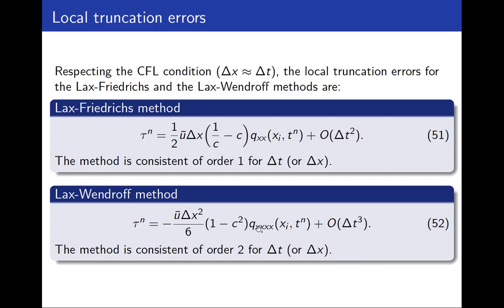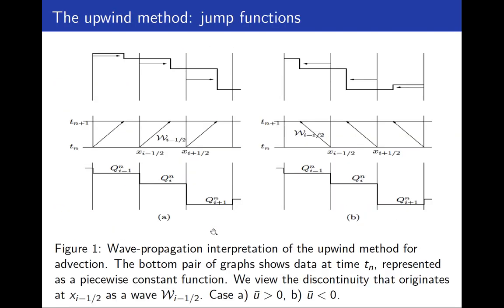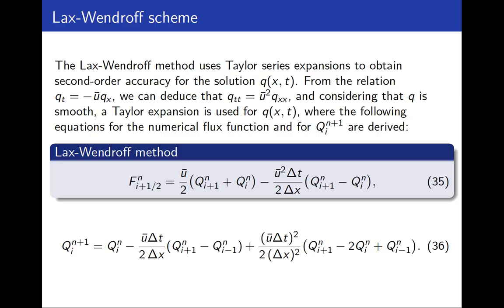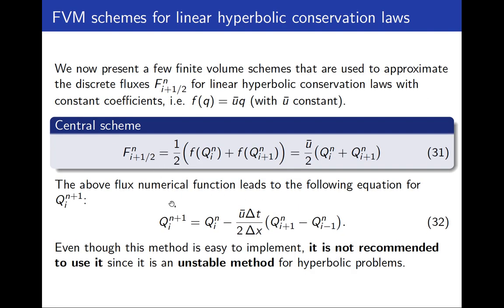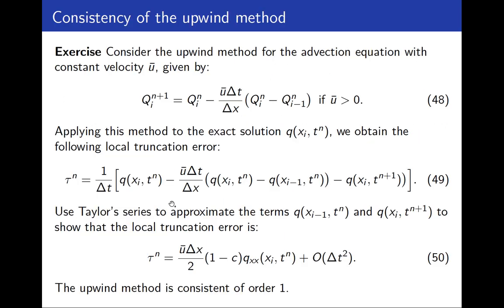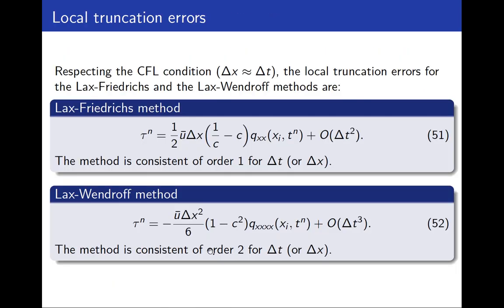We also have a fourth derivative of q with respect to the position. And remember that I said that the Lax-Wendroff method is a much better scheme compared to the Lax-Friedrichs and the central scheme. It is because of this, because the local truncation error can approach 0 if we have a smaller cell size.